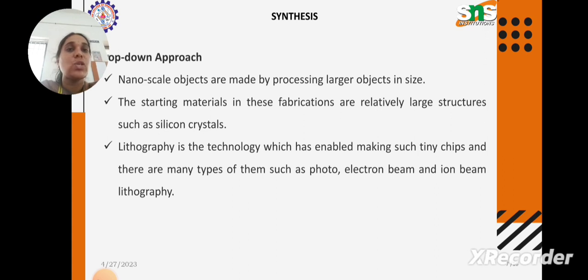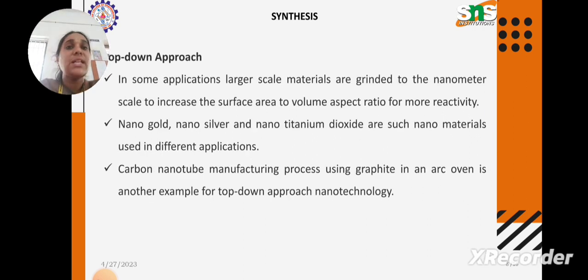Lithography is a technology which has enabled making such tiny chips, and there are many types of them such as photo, electron beam, and ion beam lithography. In some applications, larger scale materials are ground to the nanometer scale to increase the surface area to volume ratio for more reactivity. Nano gold, nano silver, and nano titanium dioxide are such materials, used widely in different applications. Carbon nanotube manufacturing using graphite in an arc oven is another good example of the top down approach.